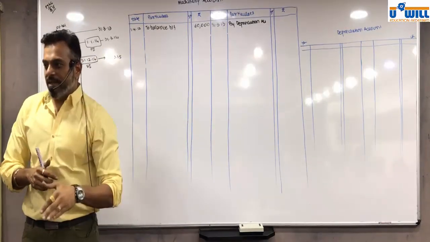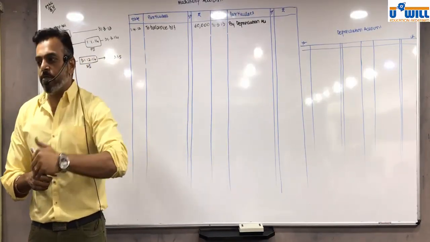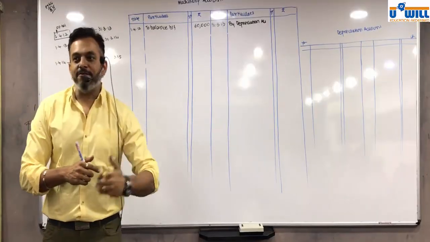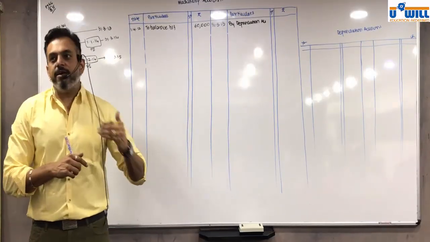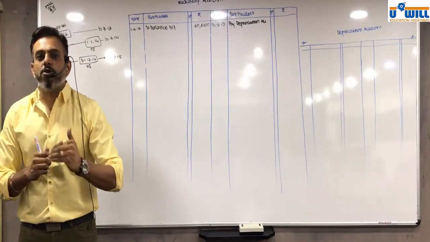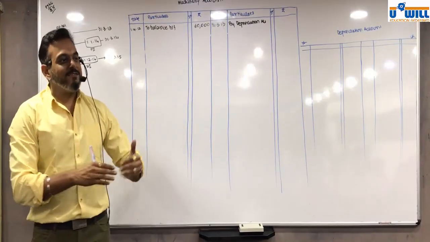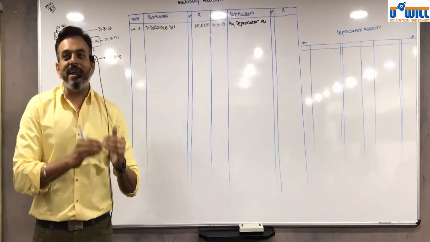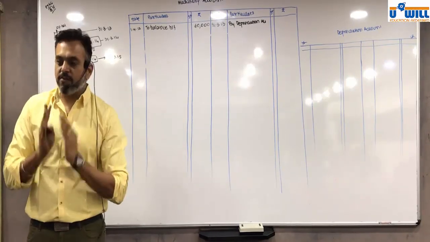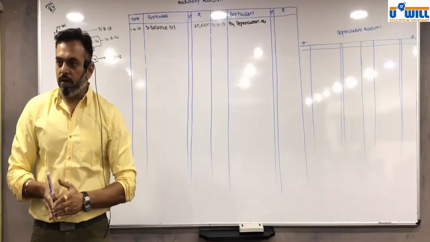If rate is not given, depreciation is cost minus scrap value upon the useful life of the asset. And if rate is given, every year depreciation is calculated on the cost. That is why the amount remains the same, and that is why it is known as straight line method. This is the concept. Is this clear?